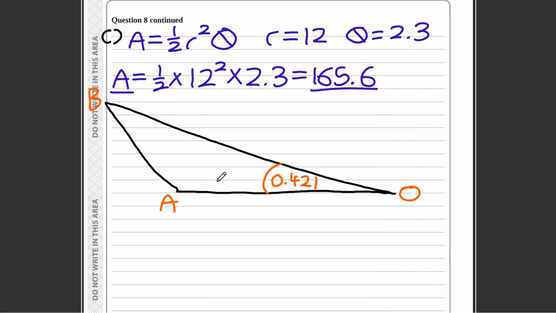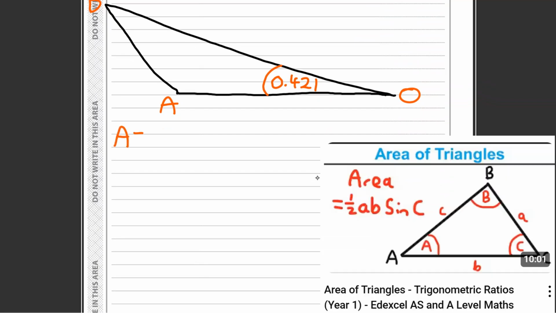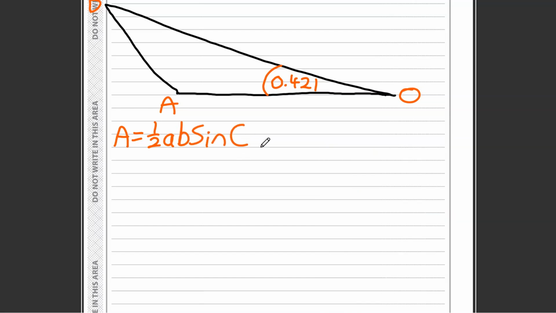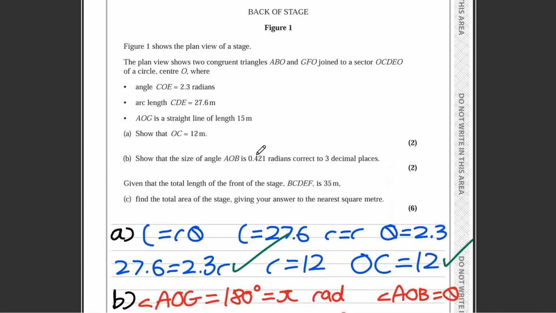So this angle here is 0.421. Now, the easiest way to figure out the area of a triangle like this is using that the area of a triangle is equal to half ab sin C. Now, this C here, we can use this angle here, this 0.421. So we'll call this C. So that means we need this side here and this side here. So we'll call this side a and we'll call this side b. Okay, let's start with this side here, a, because this is easier.